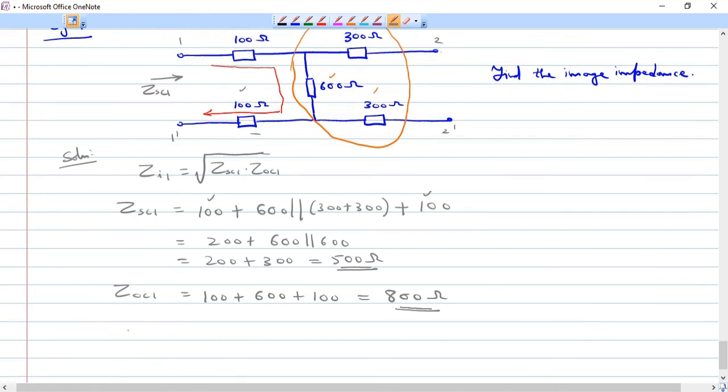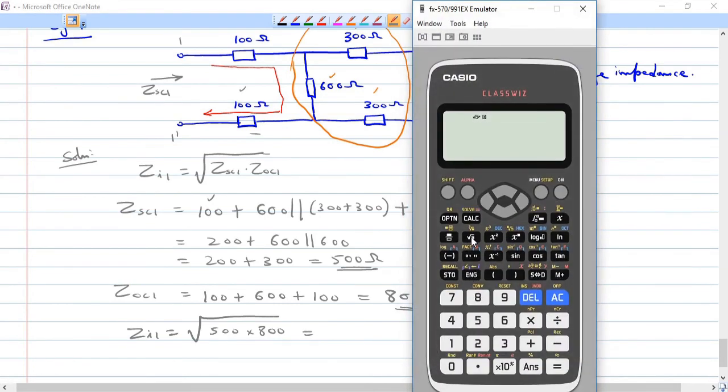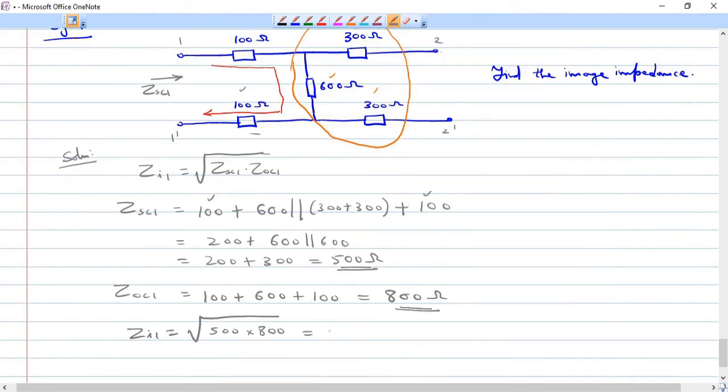Now what is our image impedance at port 1? That will be the square root of 500 into 800. We can do this, square root of 500 into 800, as 632.46 ohm. So ZI1 is 632.46 ohm.